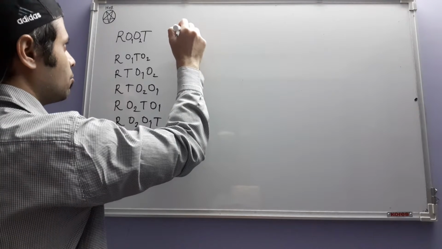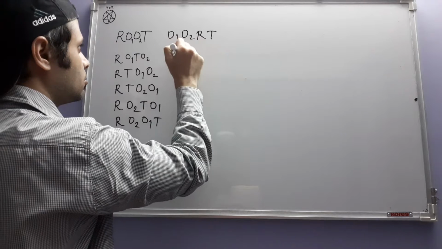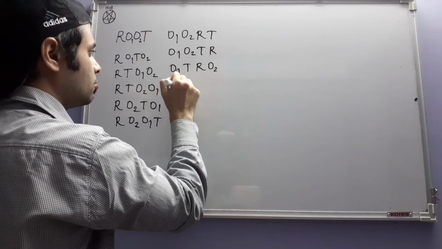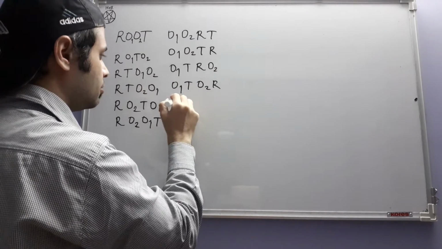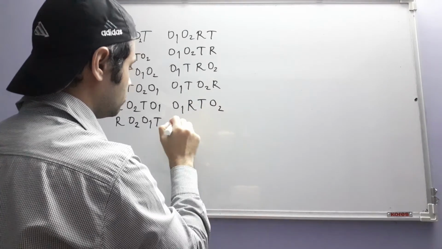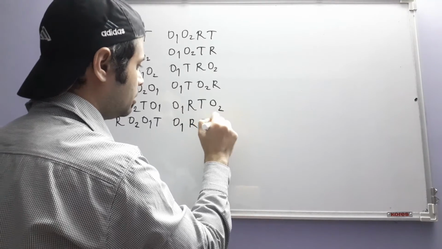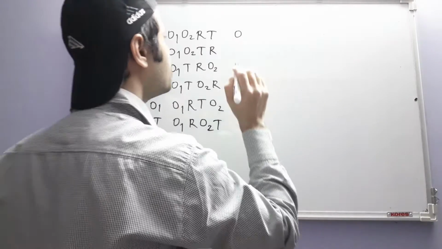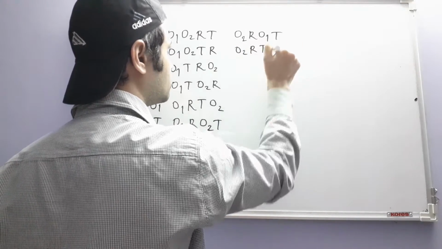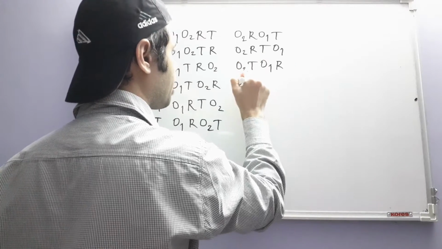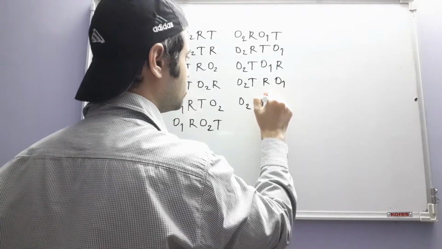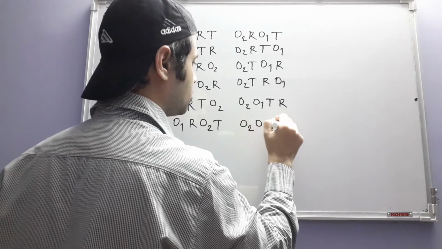Then I have O1, say O1 O2 R T, O1 O2 T R, O1 T R O2, O1 T O2 R, O1 R T O2, O1 R O2 T. Okay, then we can start with O2: O2 R O1 T, O2 R T O1, O2 T O1 R, O2 T R O1, O2 O1 T R, O2 O1 R T.